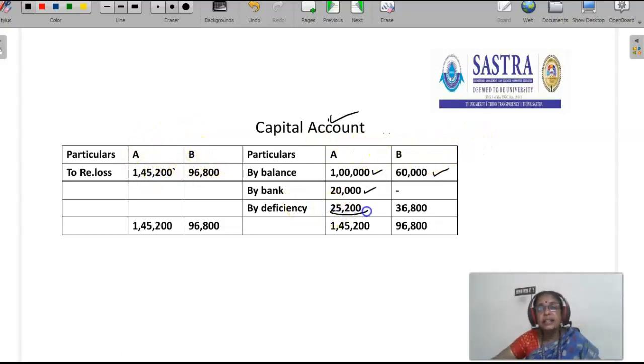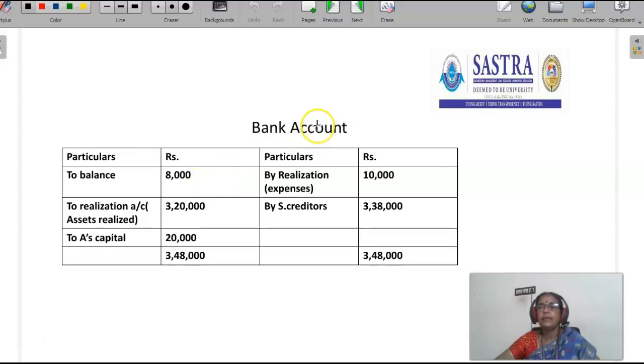So the debit balance is 1,45,200 and the credit balance is 1,20,000. The deficiency of A is 25,200 and of B is 36,800. This is the deficiency of both the partners. Then we have to prepare the bank account. The opening balance is 8,000 rupees in the bank account.